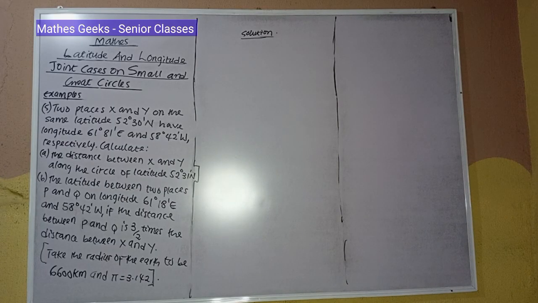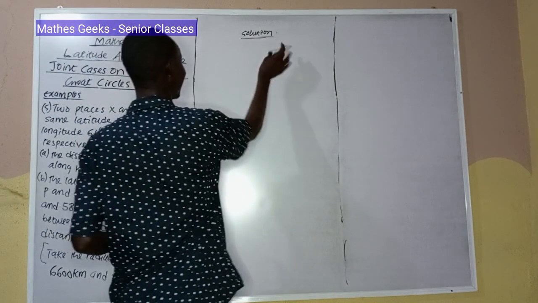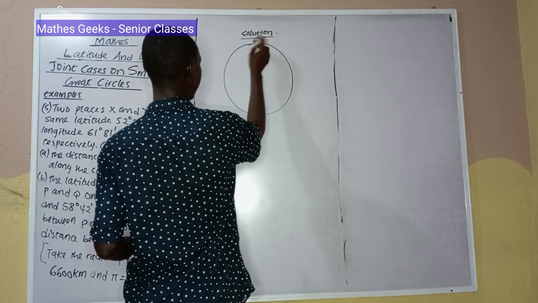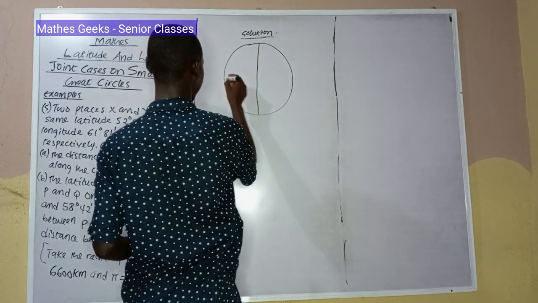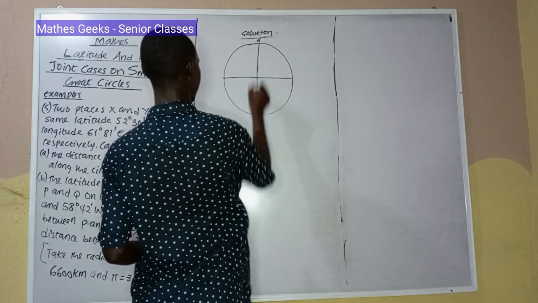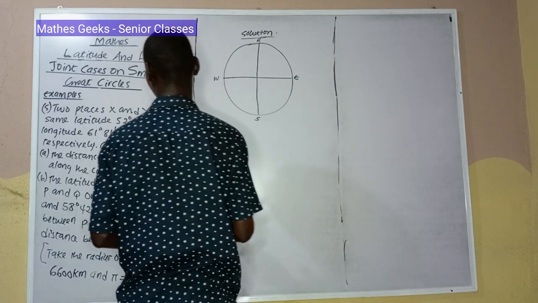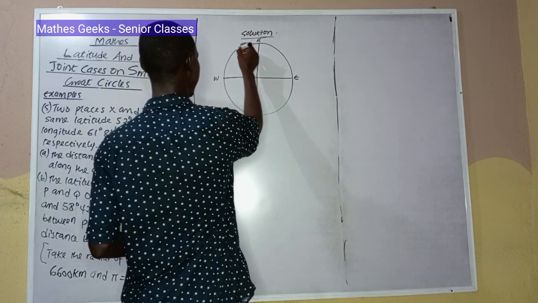Two places, X and Y, on the same latitude, 52 degrees 30 minutes north, have longitude 61 degrees 18 minutes east and 58 degrees 42 minutes west, respectively. So let's plot these points in the diagram. Okay. So north, south, west, east.